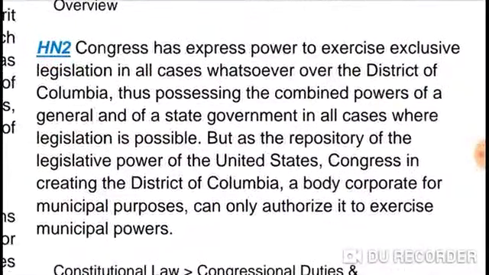It said Congress has express power to exercise exclusive legislation in all cases whatsoever over the District of Columbia, thus possessing the combined powers of a general and of a state government in all cases where legislation is possible, but as the repository of the legislative power of the United States, Congress, in creating the District of Columbia, a body corporate for municipal purposes, can only authorize it to exercise municipal powers. Now, municipal means corporation. It can only operate on corporations.